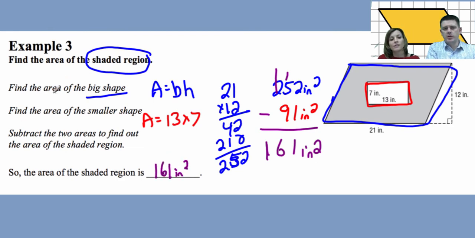But as you're working through it, just use those 3 steps and kind of walk yourself through it step by step to find that shaded region.